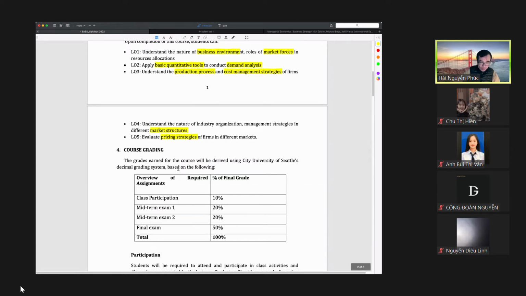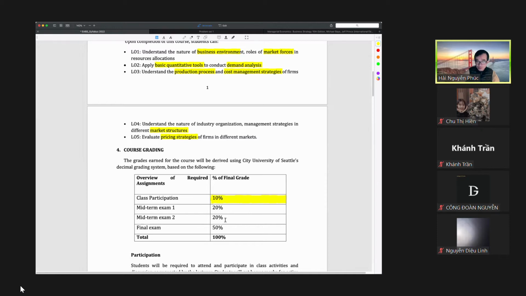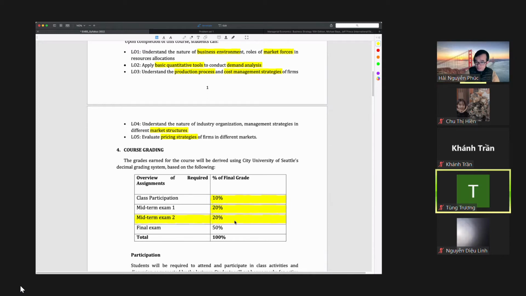Related to grading, there will be 4 components of grading. Namely, the first one is class participation, with the percentage of 10%. Then you are going to have 2 midterm exams, each of them with the weight of 20%. And finally, the final exam is graded at 50%.